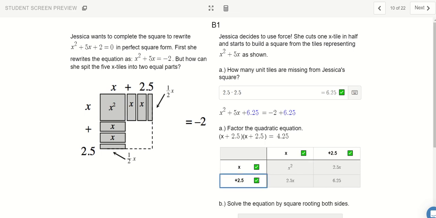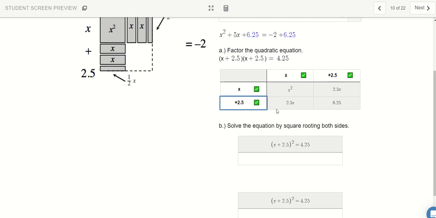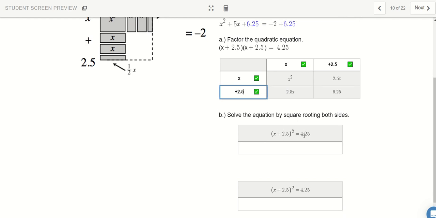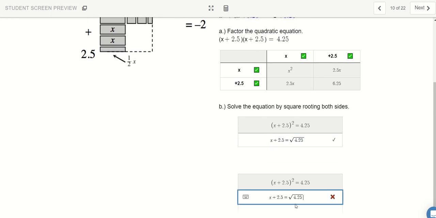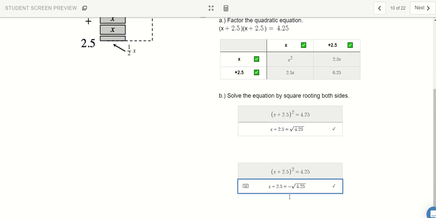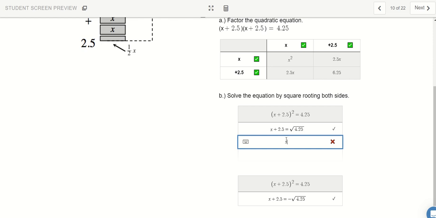All right, now that we solved, notice that x plus 2.5 times itself can be written as a perfect square. And we want this as a perfect square so that we can square root both sides. So let's square root both sides. We have x plus 2.5 equals square root of 4.25. And it also equals the negative version as well. From here, we can minus 2.5 on both sides.